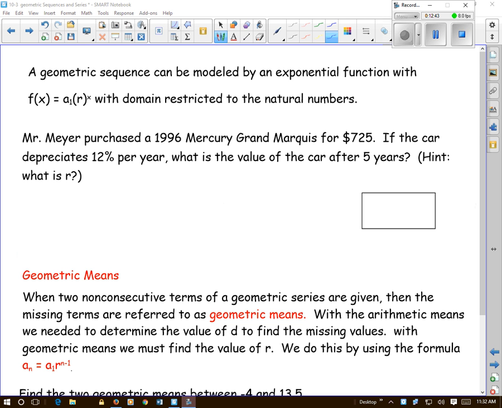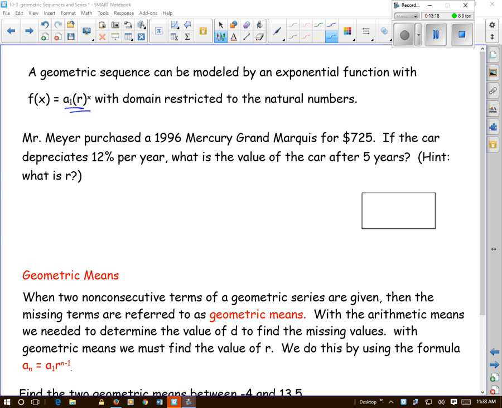Okay, a geometric sequence can be modeled by an exponential function. Notice in our formula we had an exponential. We had a base to a variable power. So basically the same as our formula. It's some a1 times r to some x power. Restricting the domain to the natural numbers gives us that discrete function where we're just getting points instead of a continuous function where we're getting the whole curve.